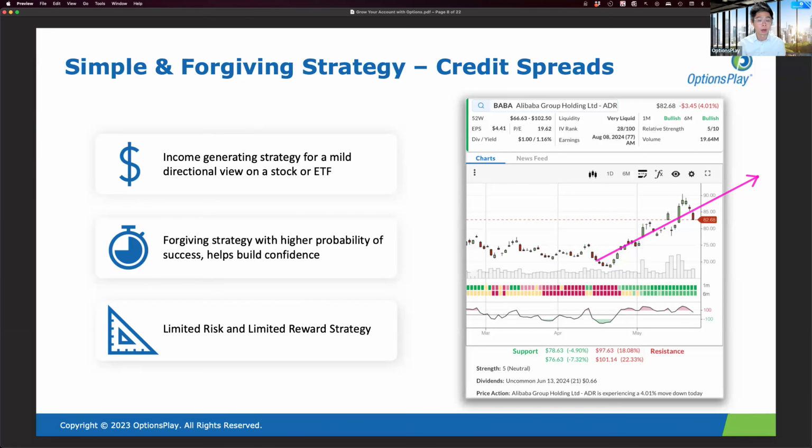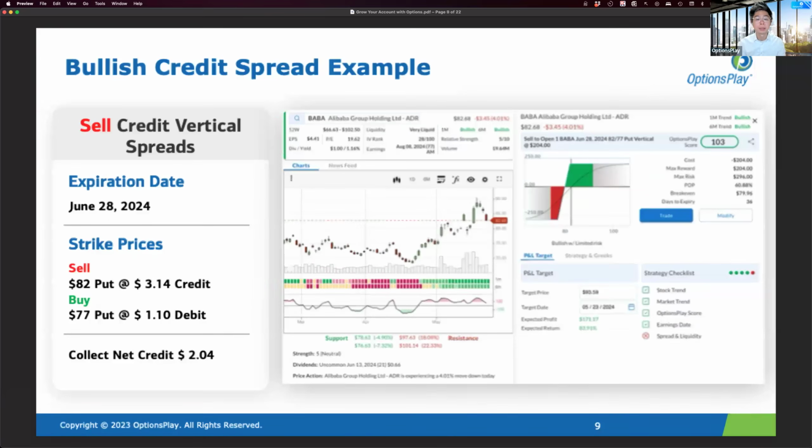So you can calculate the right number of contracts so that no matter what happens, you know what your best case and worst case scenario outcomes for each one of those strategies are. And that's why credit spreads, in my opinion, belong in every portfolio for options traders.